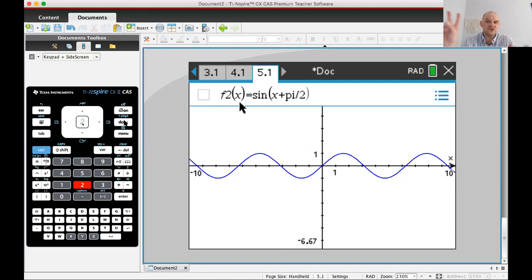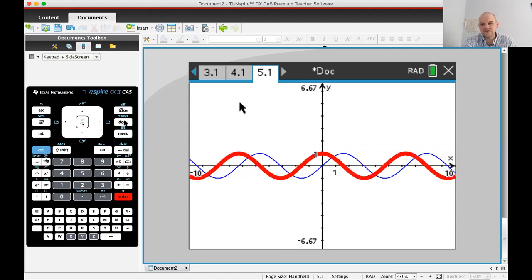I always think that the starting point, which was 0, shifts to whatever makes the new set of parentheses equal 0. So you take x plus pi over 2, set it equal to 0. You get x equals negative pi over 2. You're shifting pi over 2 to the left. And you can kind of see that that's what happened. That's definitely what that's going to do.